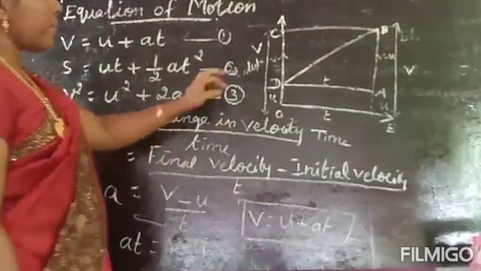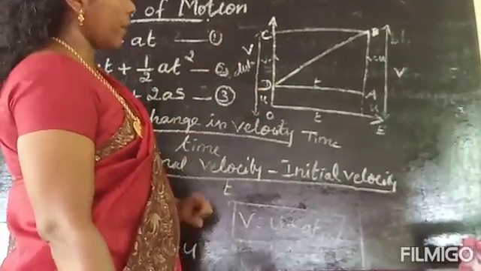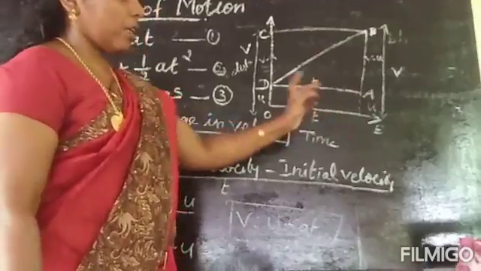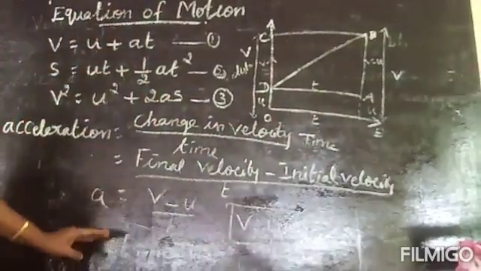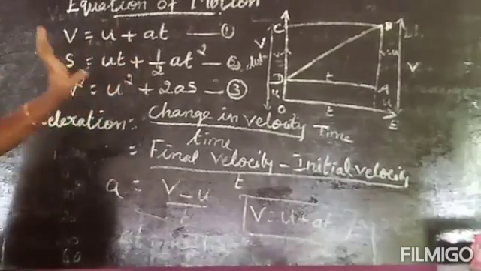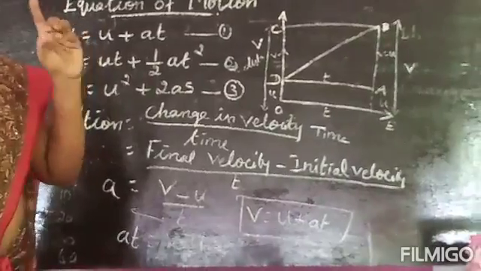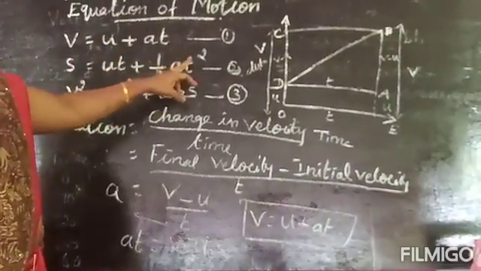Or instead of V we can also write OC. Instead of U, you can write OD. Instead of T, you can write OE. This is an easy method. So like this we derive the first equation. What is the first equation? V equal to U plus AT. The remaining two equations are also there.